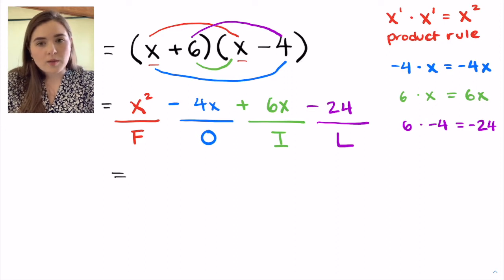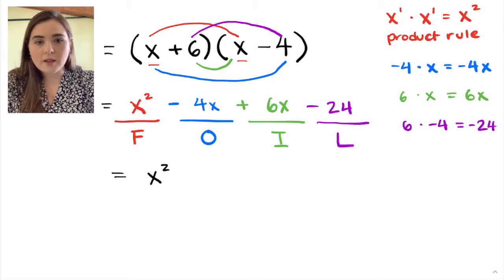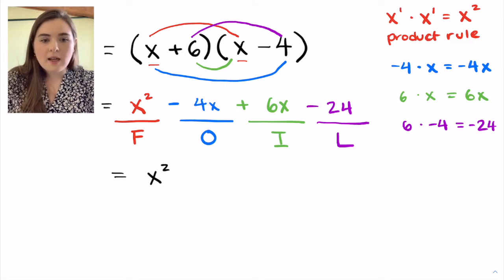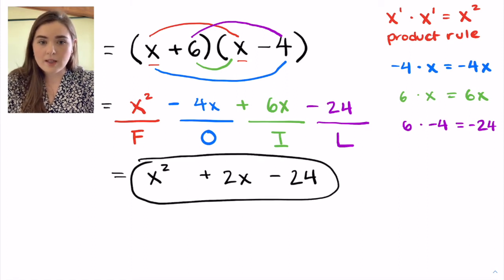My first term can't be combined with anything else. There are no other terms that have an x squared. So I can combine my middle two terms here. I can combine negative 4x and 6x, and that's going to give me 2x. Finally, I can't combine negative 24 with any other terms, and so my final answer, my quadratic here, is going to be x squared plus 2x minus 24.